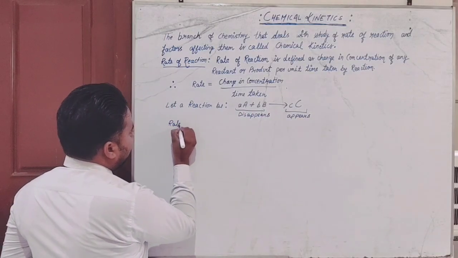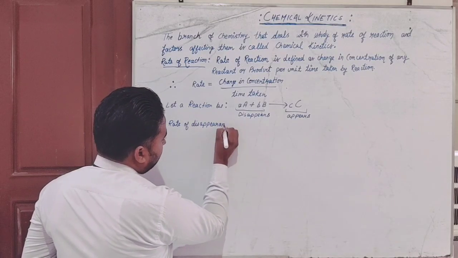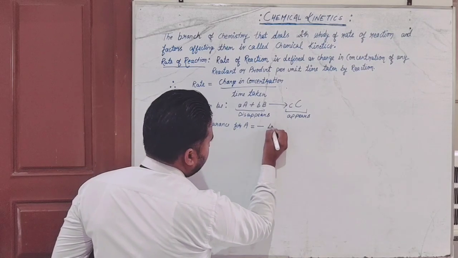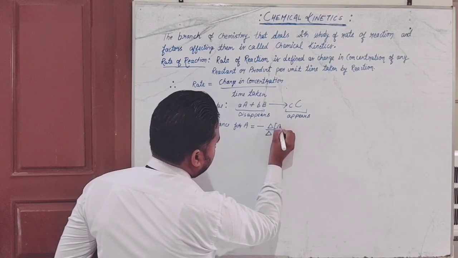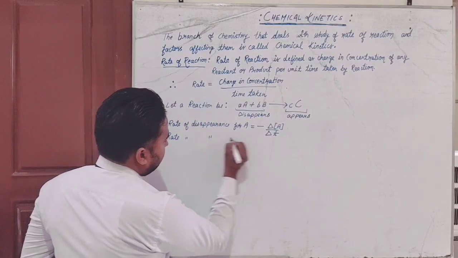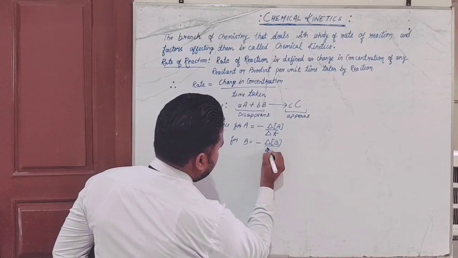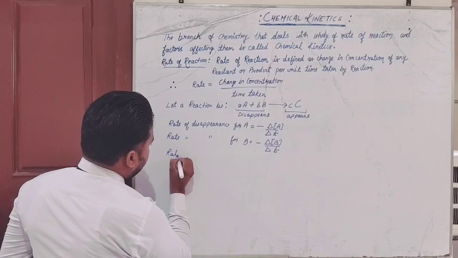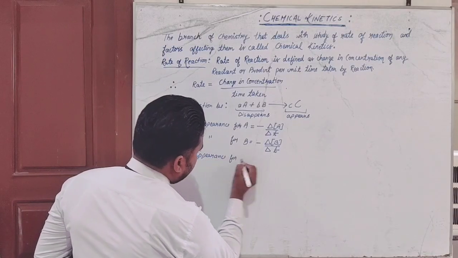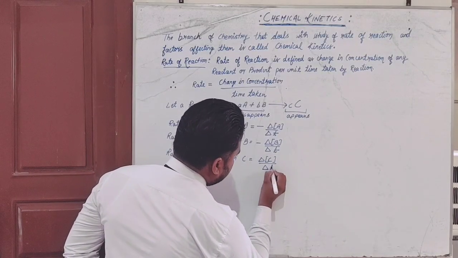Thus, rate of disappearance for A will be equal to minus delta A over delta t. Similarly, rate of disappearance for B is equal to minus delta B over delta t. And here rate of appearance for C is equal to delta C over delta t.